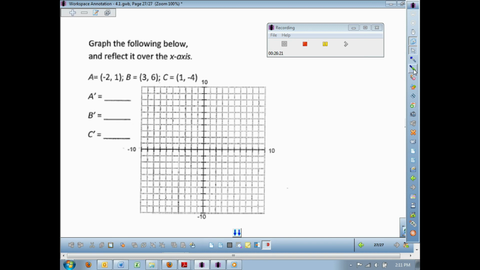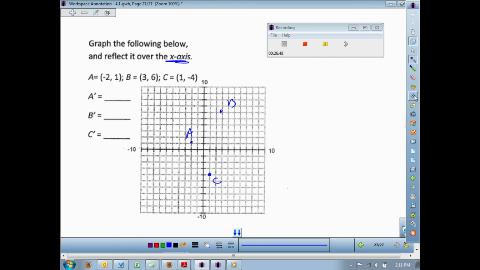Reflect over the y-axis. My bad, I can't read. The x-axis. The x-axis is right here. You can graph that line if you want to, but it's already done for us. You just need to plot those points. A is at -2, 1. B is at 3, 6. 1, 2, 3, 1, 2, 3, 4, 5, 6. And C is at 1, -4. 1, 2, 3, 4. Right?